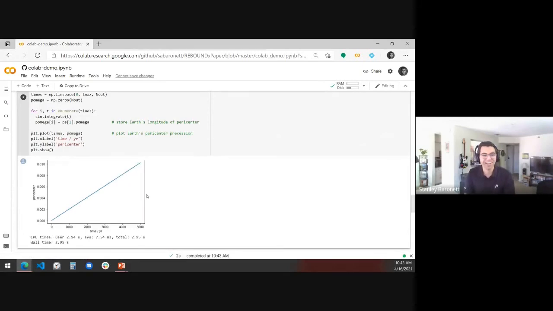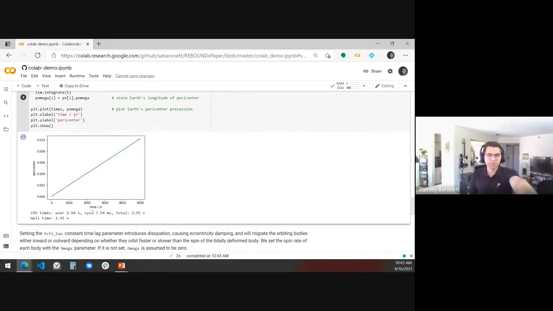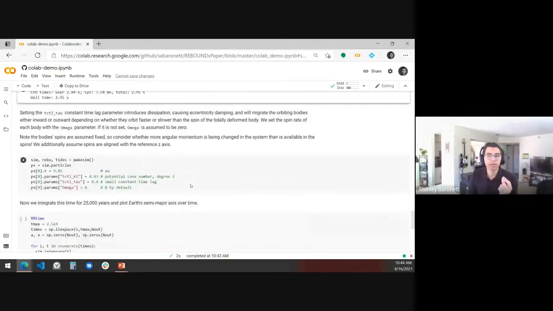There we go. Okay. So as you can see here, the argument of the longitude of the pericenter is precessing slowly as time's going on, which is what we expected. But now we want to look at the dissipative case.